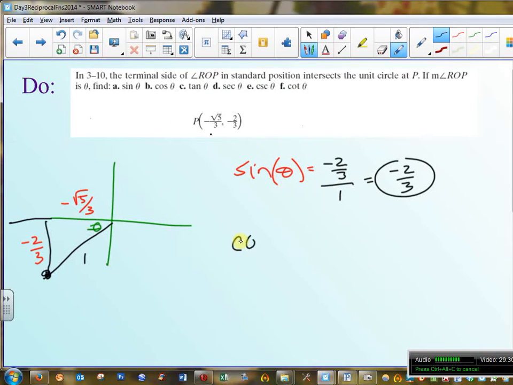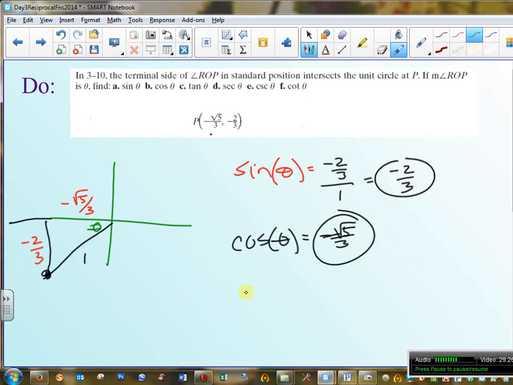Move on to get cosine of theta. Cosine of theta is adjacent, which is a negative square root of 5 over 3, divided by 1, but I don't even have to write that. I'm just going to circle the negative square root of 5 over 3.